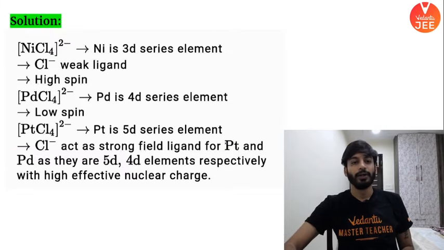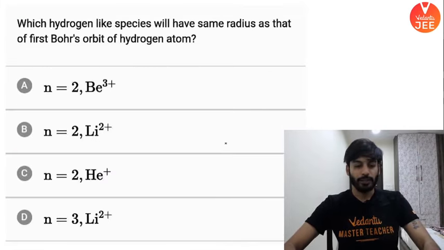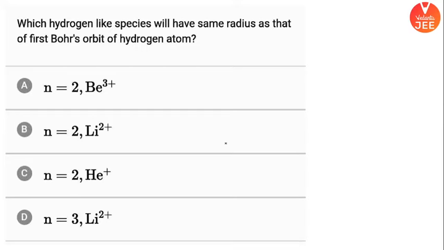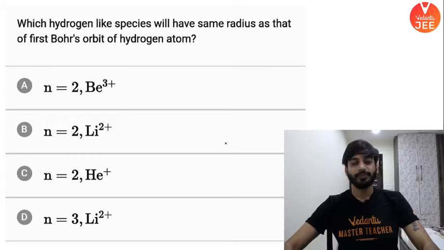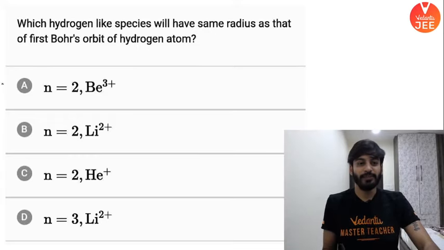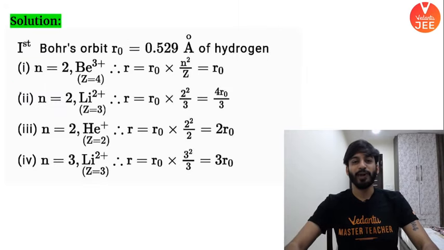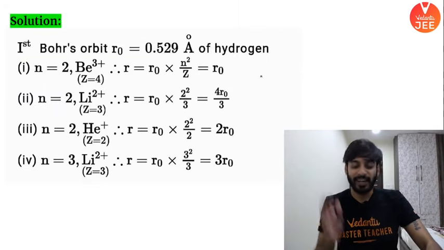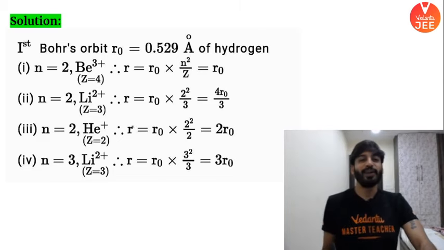Moving on. All right, next question, boys and girls. Which hydrogen-like species will have the same radius as the first Bohr orbit? Very simple. First Bohr orbit, what is the radius? 0.529 angstrom, right? Using that logic, give me the answer. Very straightforward. Yes, the answer is option A. I hope everyone followed. Very simple. I have the solution here, I have solved it.